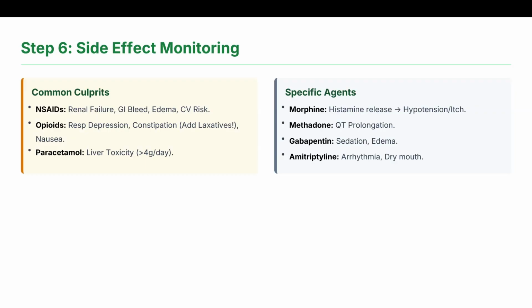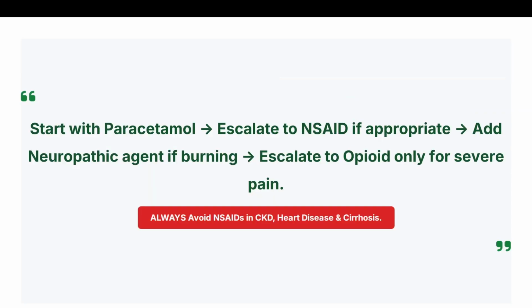Methadone will cause QT prolongation. Gabapentin can lead to sedation and edema. That's why it is always advised to take it 3 hours before bed so that the next day morning they wake up fresh. Amitriptyline can cause arrhythmia, dry mouth, and also urinary retention. So this is the summary of this presentation.